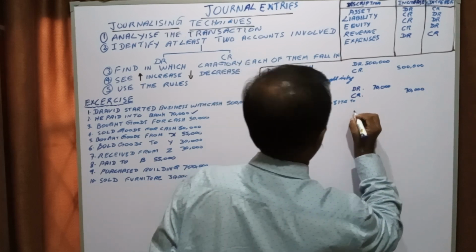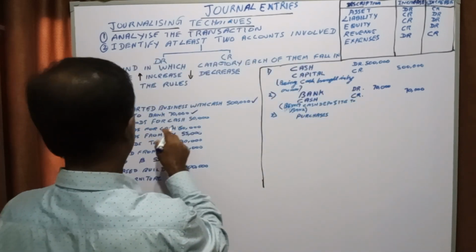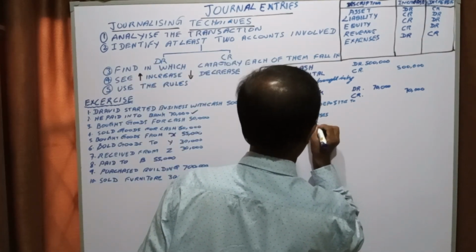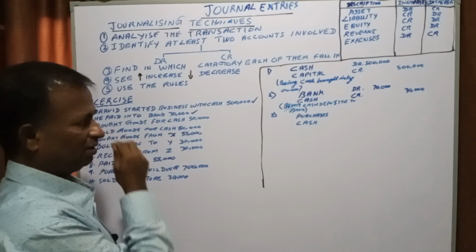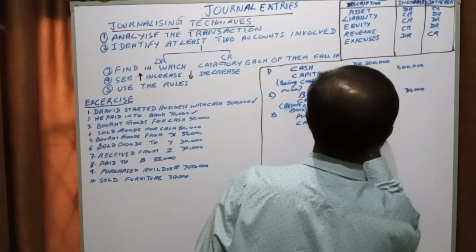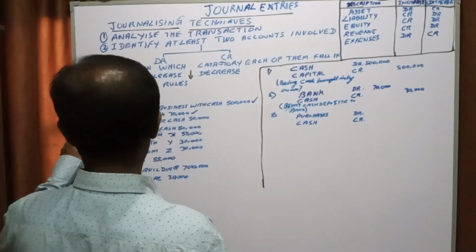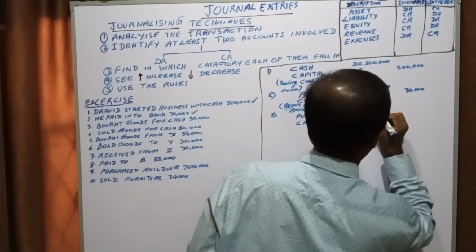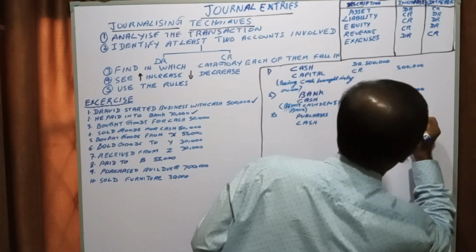Purchases, and the other account is cash. Two accounts affected. One is purchases and the other one is cash account. Purchase account debit, cash account credit. Okay. Bought goods for cash for 50,000. Purchase account 50,000 debit, cash account credit 50,000.